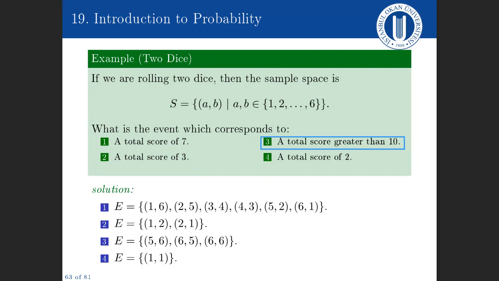How could we get a total score greater than 10? We could do 5 and 6, that gives 11, or 6 and 5, that gives 11, or 6 and 6, which gives 12. And what is the event which corresponds to a total score of 2? We would have to have 1 and 1. That's the set containing just the simple element 1 and 1.